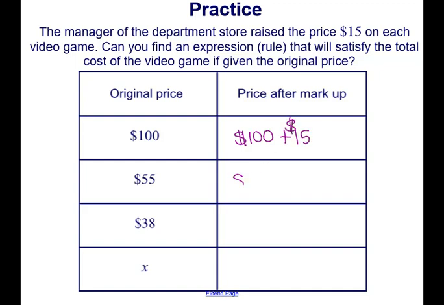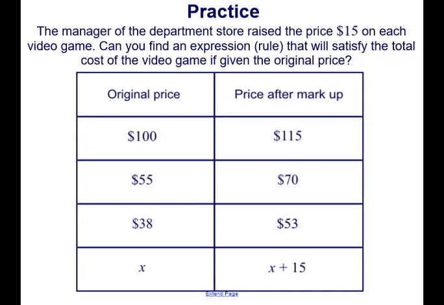We'll have to do $55 plus $15. We'll have to do $38 plus $15. We'll have to keep adding $15 each time. So that will give us an original price of $100. It would then be $115. An original price of $55 would go to $70. An original price of $38 would go up to $53.